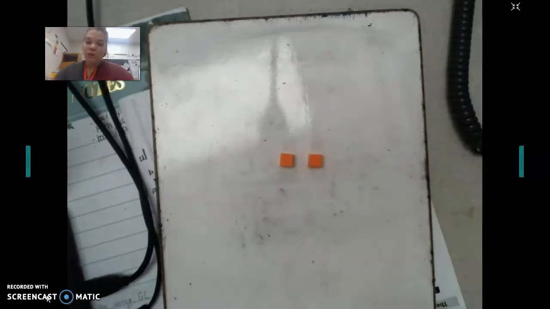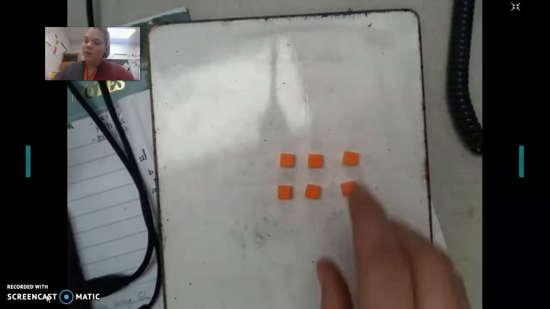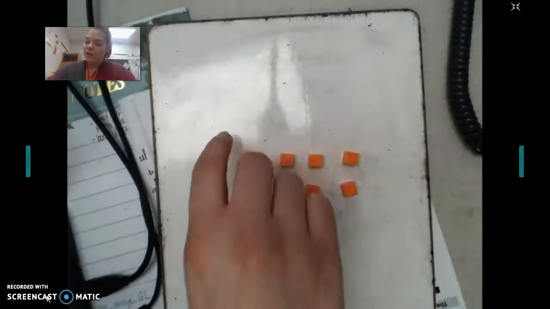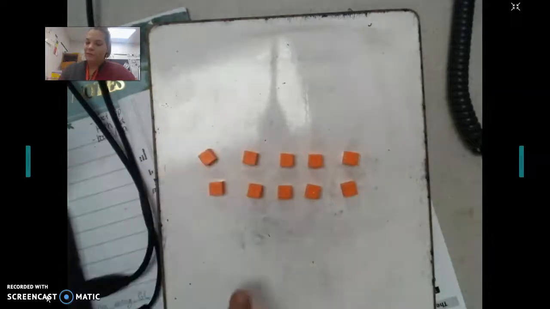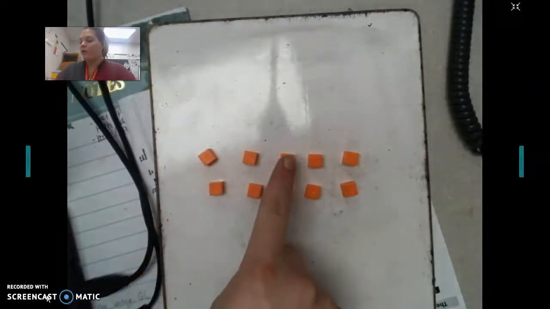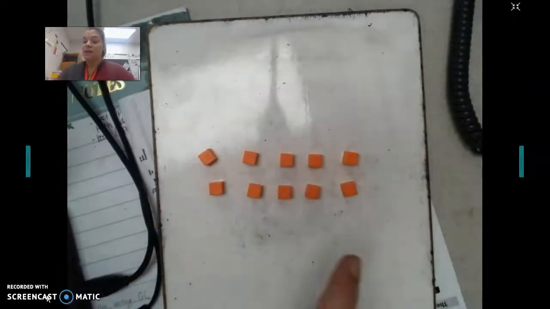If I have 2 unit cubes, there's 2. 3, 4, and so on. So let's go ahead and put out 10 unit cubes. You can count them. 1, 2, 3, 4, 5, 6, 7, 8, 9, 10. There's 10 whole unit cubes there.